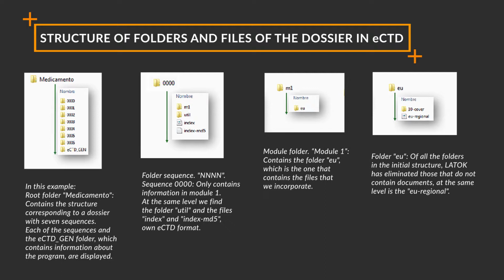Module folder. Module 1 contains the folder EU, which is the one that contains the files that we incorporate. Folder EU: of all the folders in the initial structure, Latok has eliminated those that do not contain documents. At the same level is the EU regional.